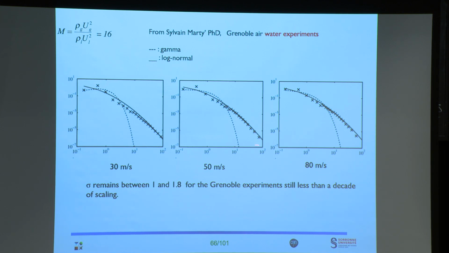These are experimental distributions, again, obtained by Sylvain Marty from the Grenoble group, and they also clearly see that the preferred distribution is log normal. The gamma here is this dotted line and is clearly very, very far away.